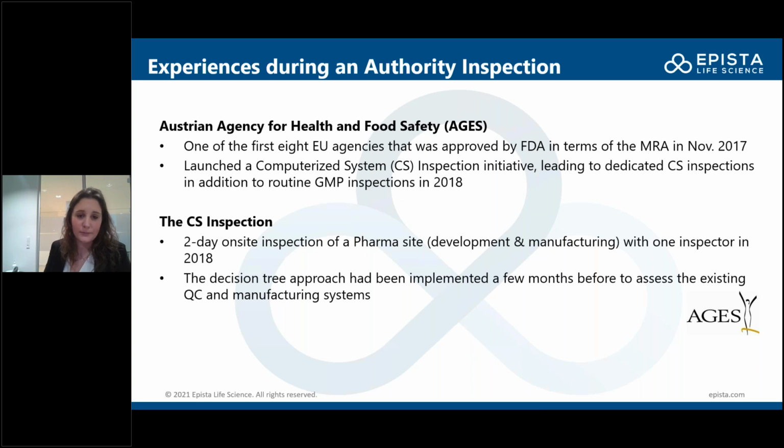So from this case study, we were faced with a 2-day on-site inspection of a pharmaceutical site that was doing pharmaceutical development as well as manufacturing. It was one inspector from this computerized system department. And we had just been implementing this decision tree approach a few months before in order to assess all the existing QC as well as manufacturing systems that were used both for development as well as commercial activities.